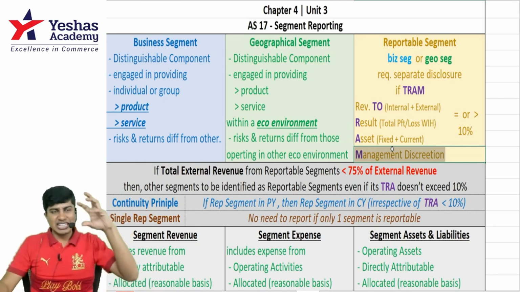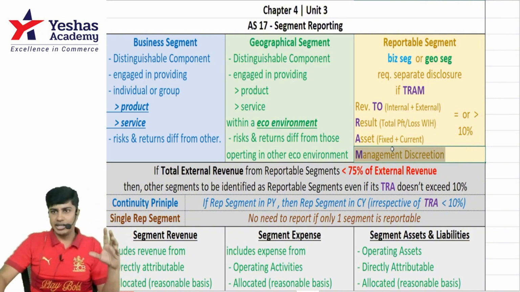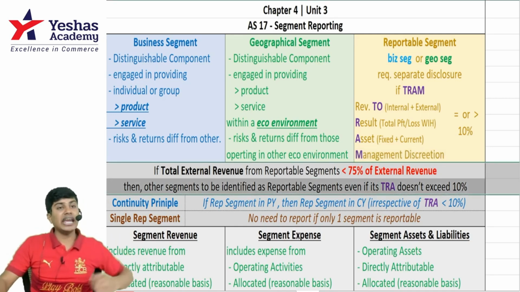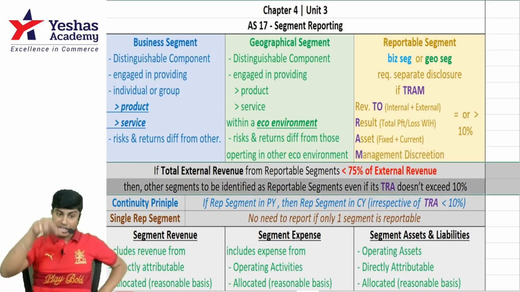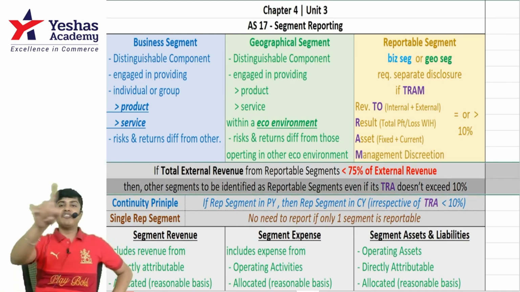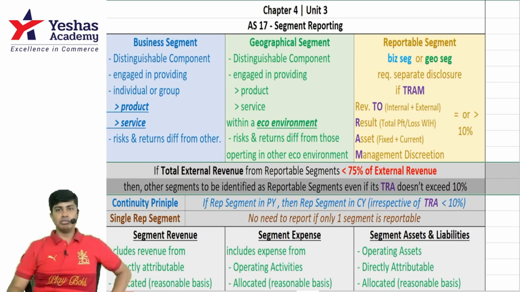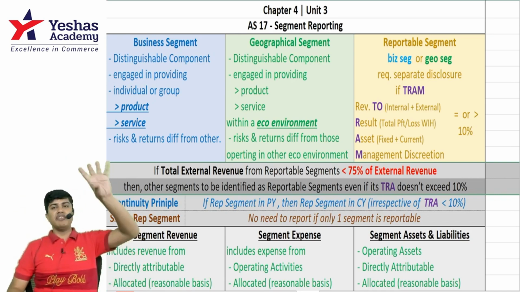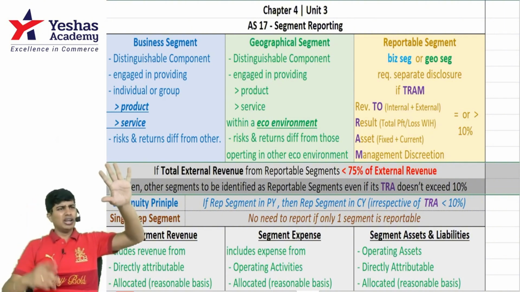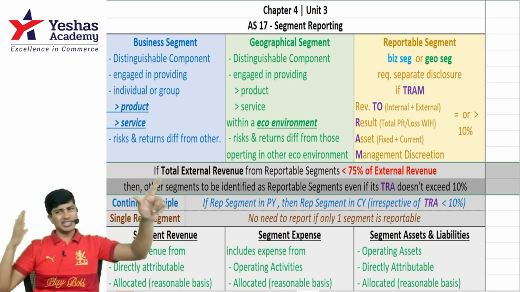After you do this TRAM based criteria and identification of a segment, we need to check if the total external revenue from the reportable segments is coming to 75% of the total external revenue. Meaning, let's say A, B, C, D, E, five segments are there, geographical or business, I don't care. Two of them are reportable segments based on turnover, result, or asset, some condition.